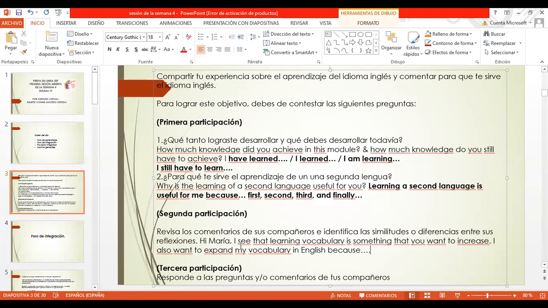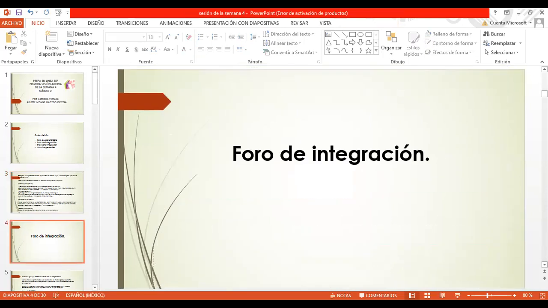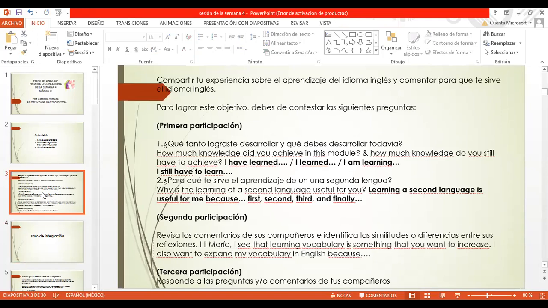Hola María, yo veo que aprender vocabulario es algo que tú quieres incrementar. Y yo también quiero expandir mi vocabulario en inglés porque, entonces ya puedes dar una razón. Entonces, ella y tú tienen el mismo objetivo, ¿no? Incrementar su vocabulario en inglés. Y tú le puedes dar una razón. Y también, si quieres, le puedes dar una sugerencia.